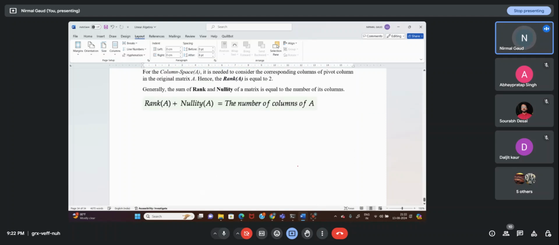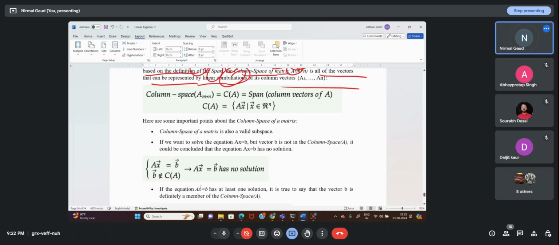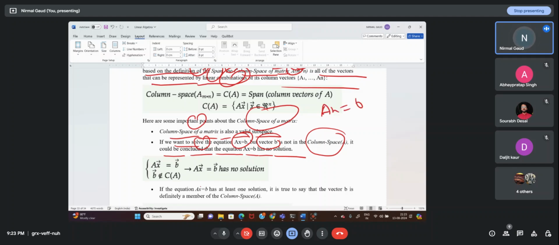Another concept they are telling. So I think for the column space, we should go through these points. The important point to understand about the column space is that the column space of a matrix is a valid subspace. If you want to solve the equation Ax equal to B, but vector B is not in the column space of A, it can be concluded that Ax equal to B has no solution. Again, it is referring to Ax equal to B, where B is not 0.